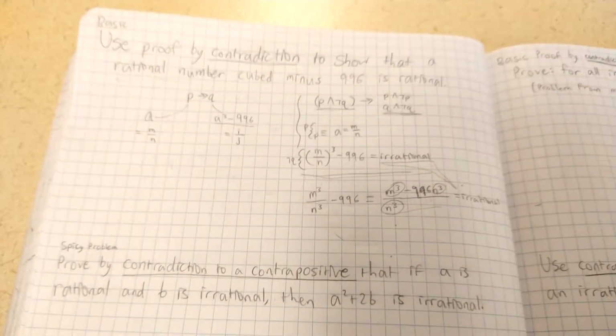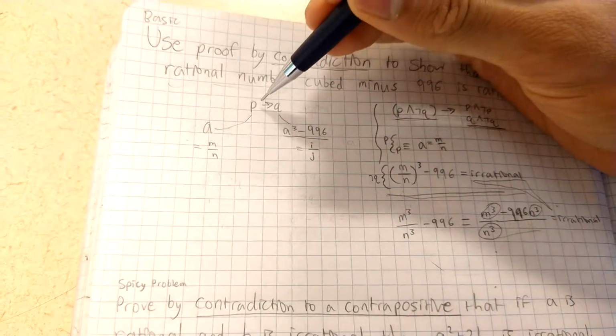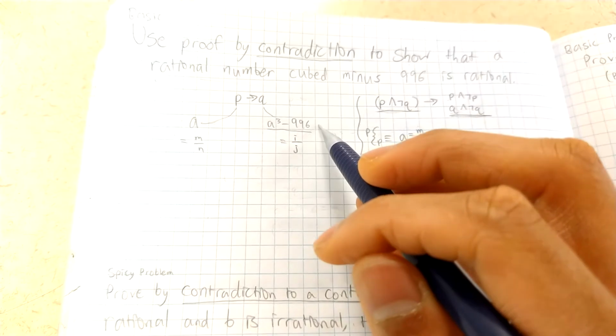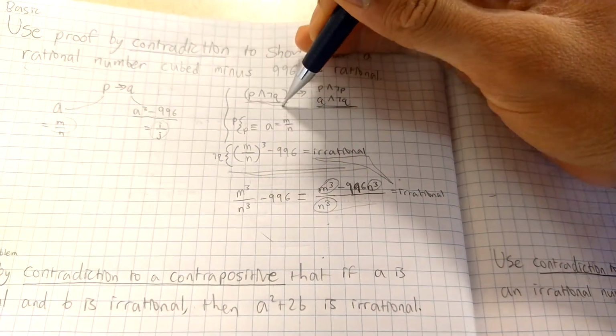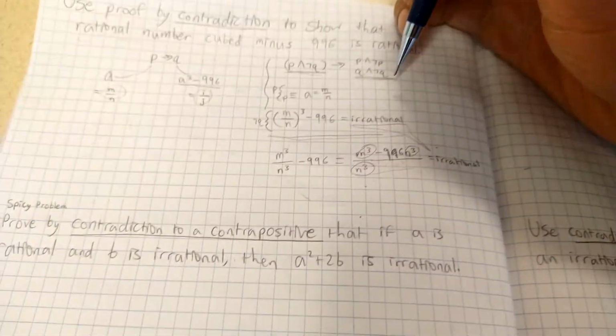Again, I'll summarize it in case I didn't explain it well enough. So if P then Q, that's the whole statement. If A is rational, then A cubed minus 996 is rational. This is the definition of a rational number. And then by proof by contradiction, P and not Q would lead to Q and not Q.